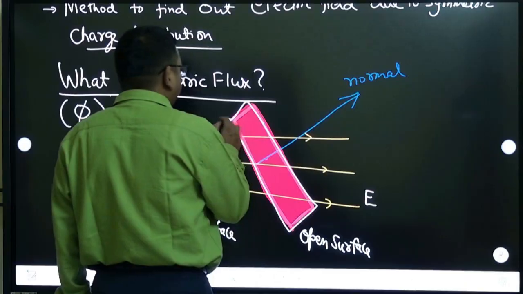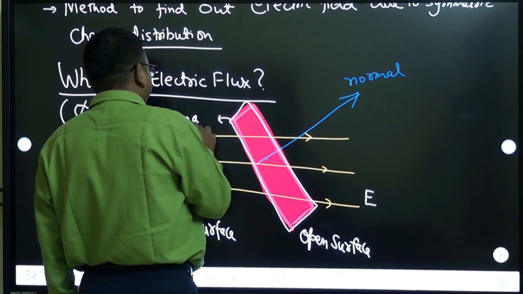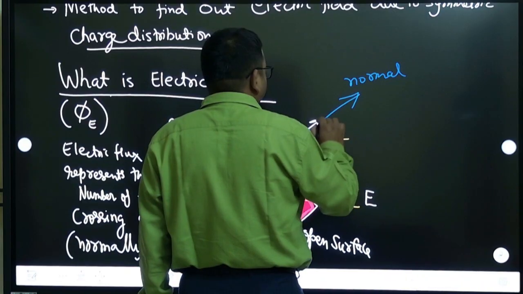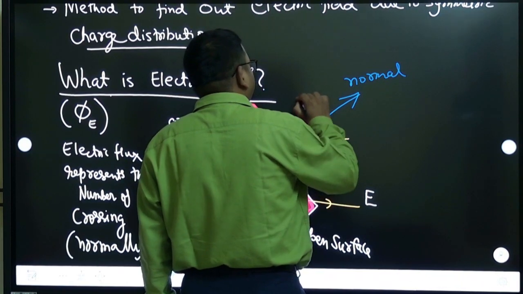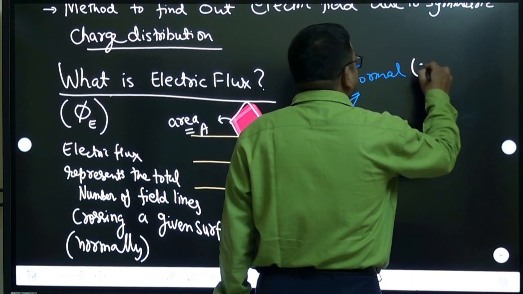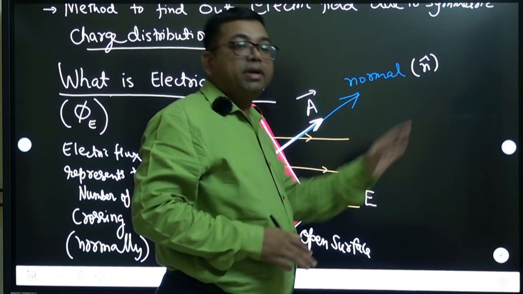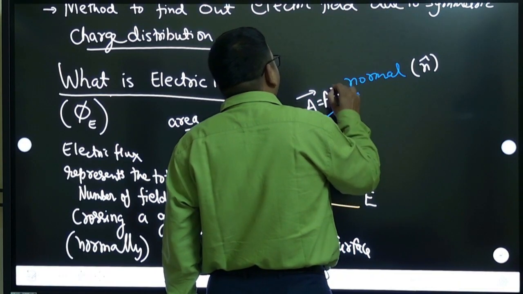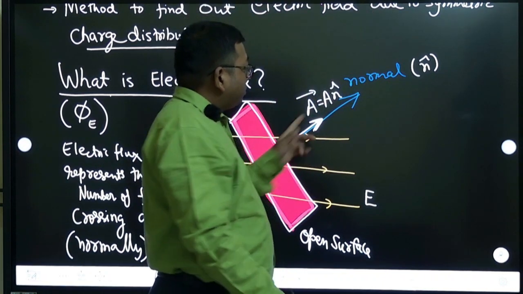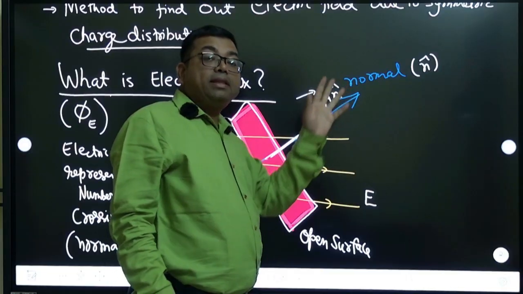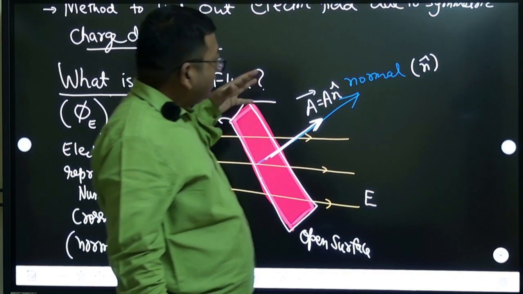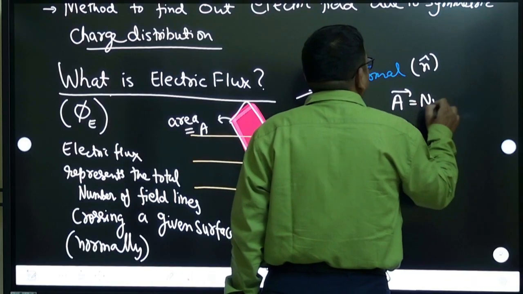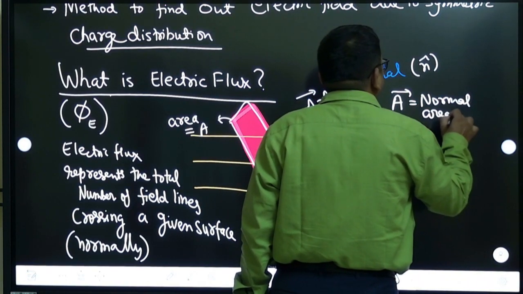Suppose this has some area A. Area is equal to A, but let us represent that area in this direction, as an area vector. The normal vector's unit direction is n cap, a unit vector along the normal direction. So this area vector can be written as area into normal unit vector. Magnitude into unit vector becomes a vector. This area vector is called the normal area vector.